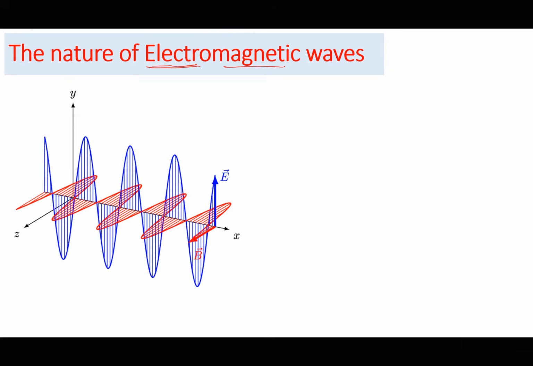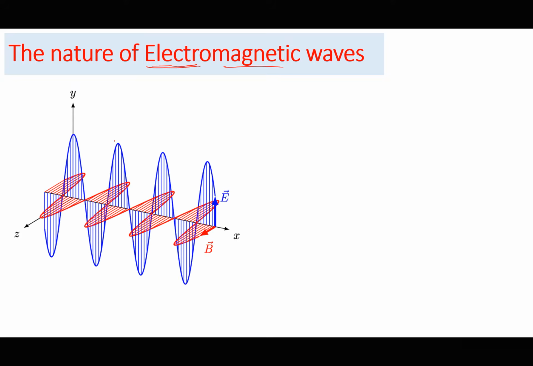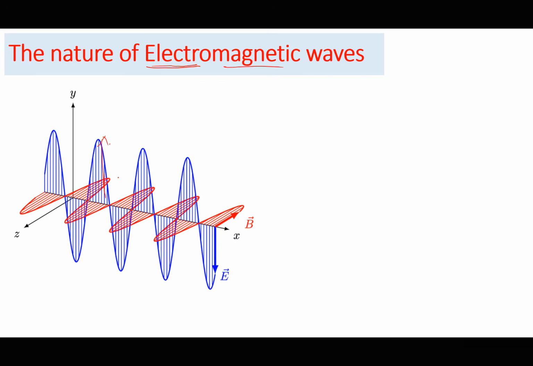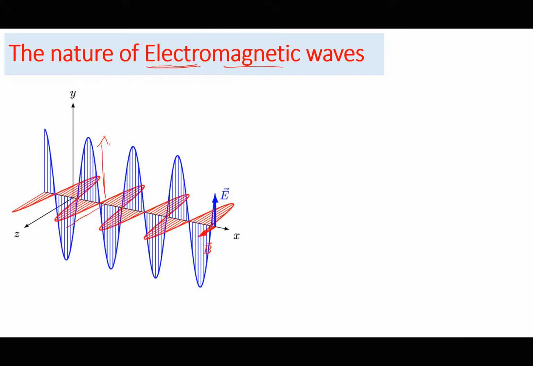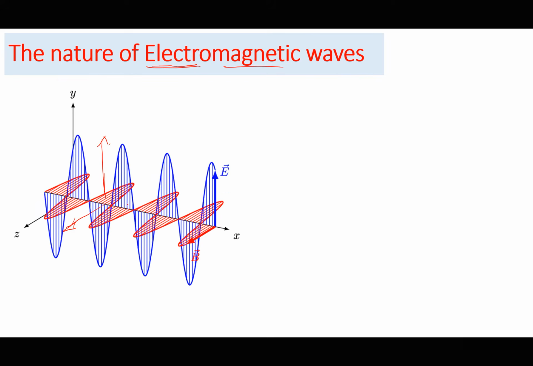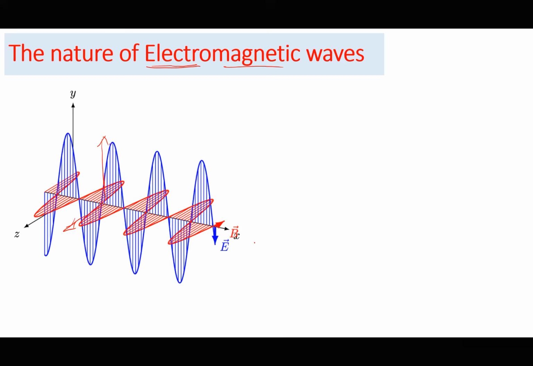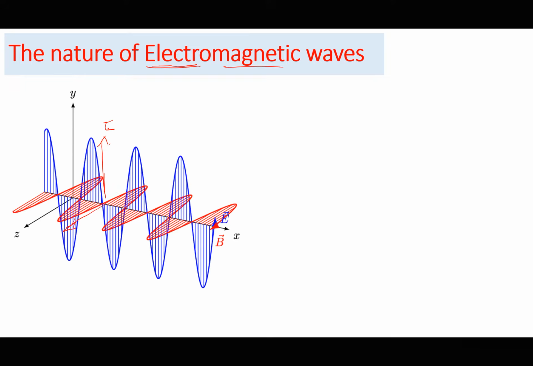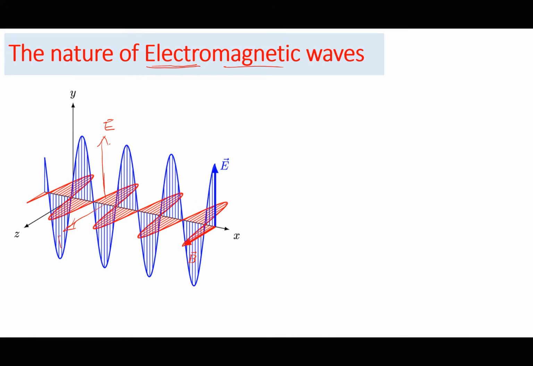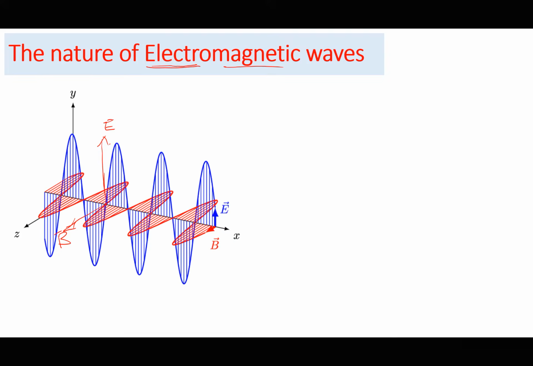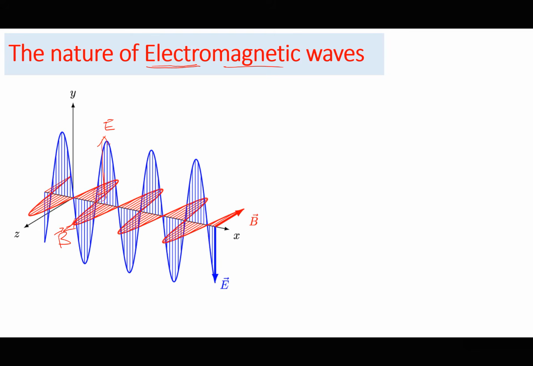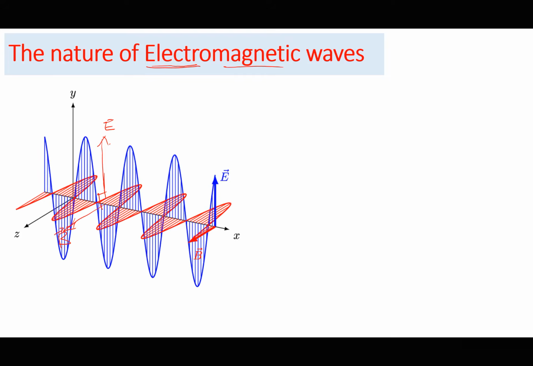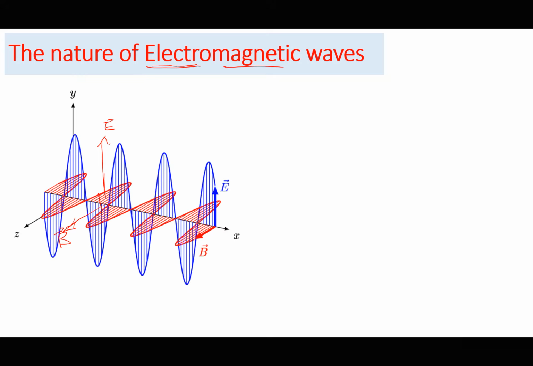For example, in this animation, blue is showing a vertical vibration in the Y direction, and red is showing vibration in the horizontal. But the wave is traveling, let's say, from left to right. So the electric field vector, which is the one in blue, and the magnetic field vector, which is the one in red, are vibrating perpendicular to each other and perpendicular to the direction of propagation of the wave energy. That is how electromagnetic waves behave.